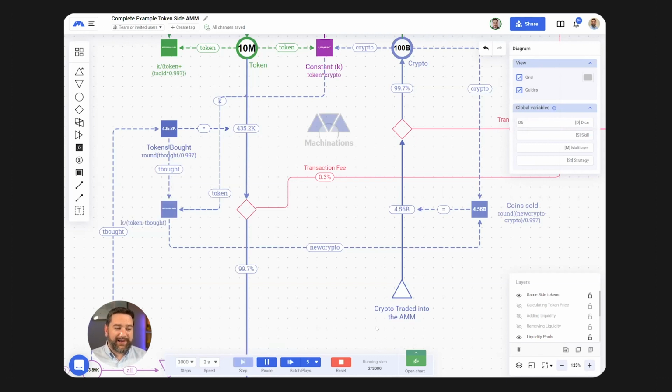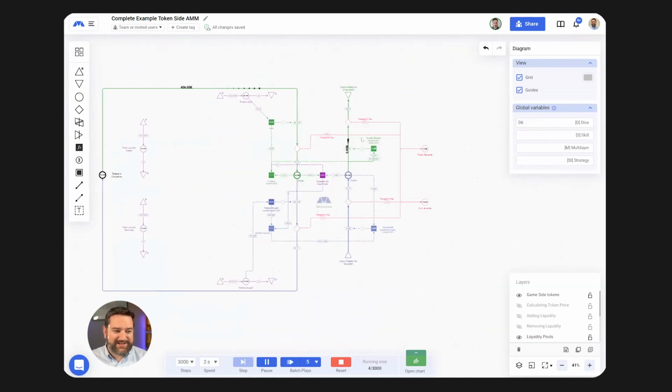So now if I hit play, every couple of steps here, we've got different transactions going on. So we've got tokens being sold to the AMM, tokens being bought from the AMM, going back around the other way, and tracking how many token rewards we have each step.